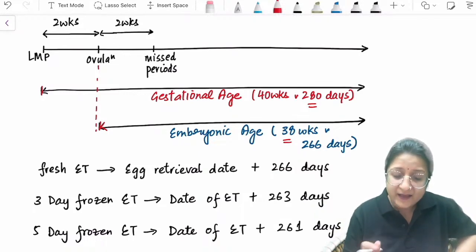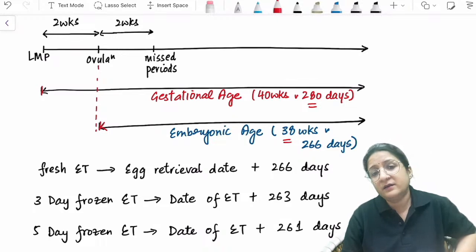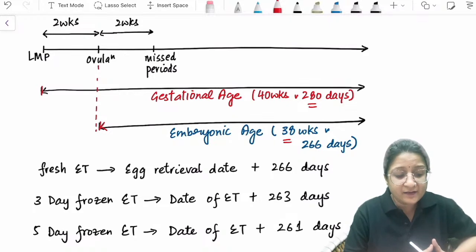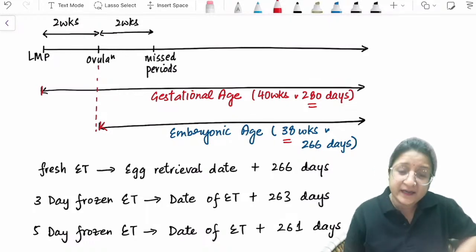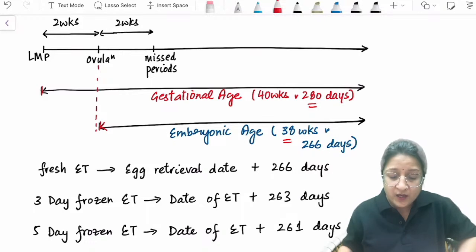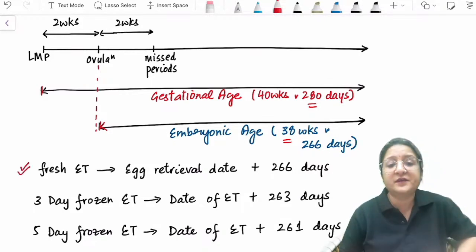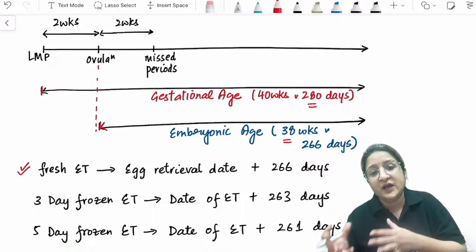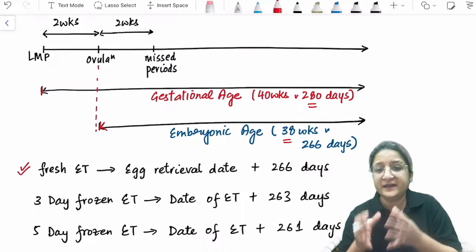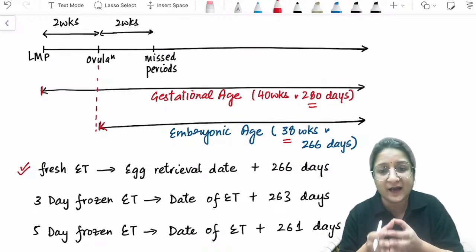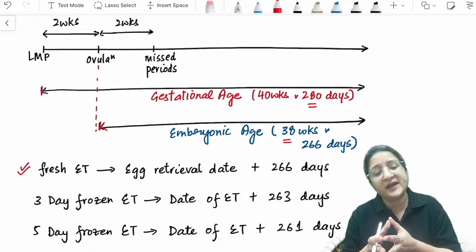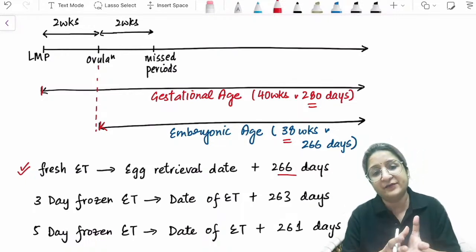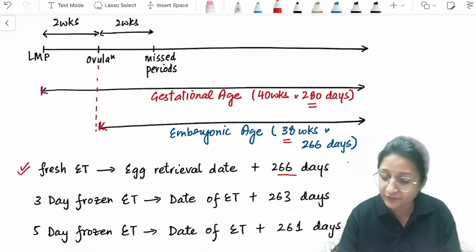So that is why when we have to calculate estimated date of delivery or EDD or period of gestation, then we have to rely on the date of embryo transfer. Okay, so let's say that there is a fresh embryo transfer being done. There is a fresh IVF cycle where oocytes were retrieved. So the day the oocytes were retrieved, that is the same day that fertilization in lab is also going to take place. So in fresh embryo transfer cycles, you can add 266 days to the egg retrieval date to arrive at the calculation of EDD.